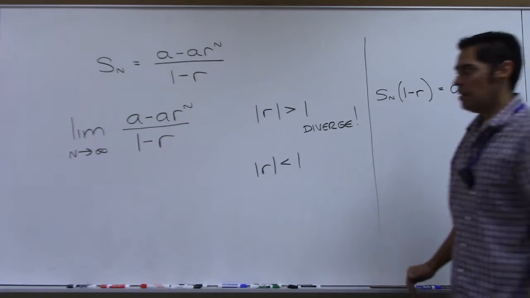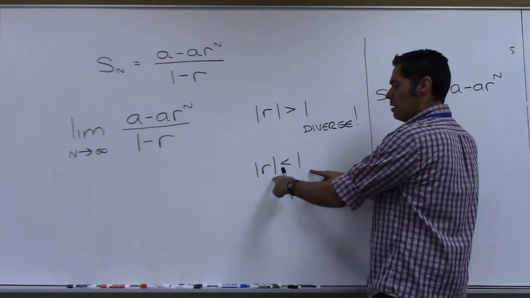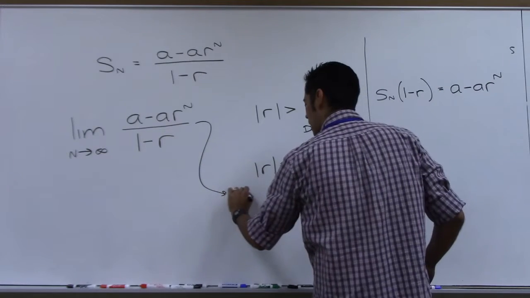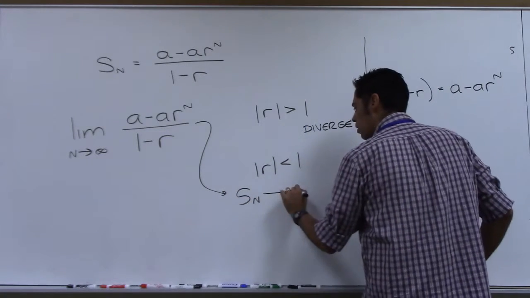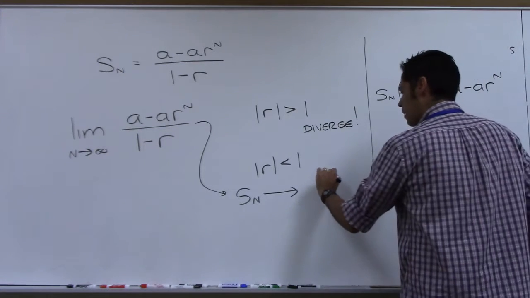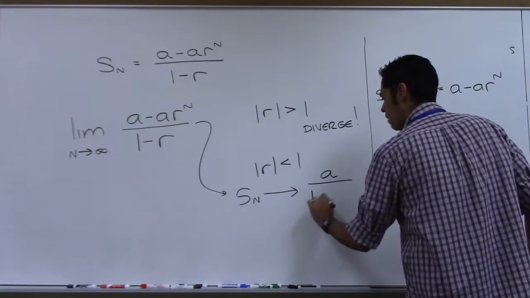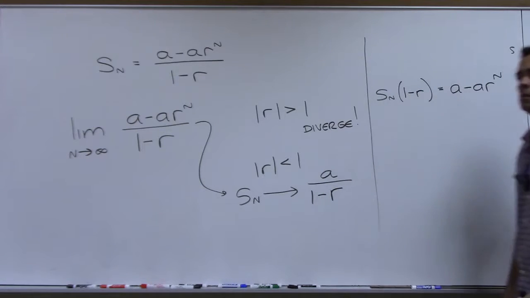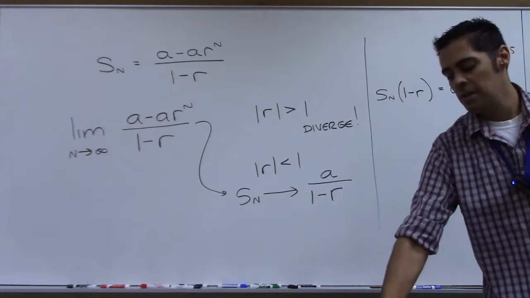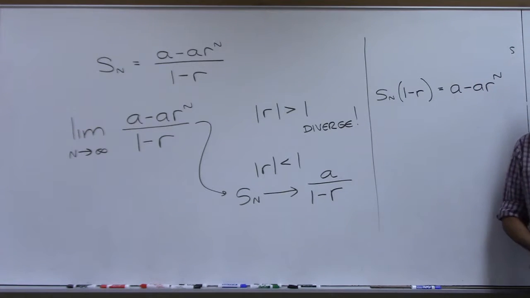Right? So if the absolute value of R is less than 1, then this sum, which I'm going to write S sub n, converges to, remember me using that arrow? Converges to what? A over 1 minus R. And this is the main result of a geometric series. All right, I'm going to give you examples. It's just me deriving where it all comes from, all right?